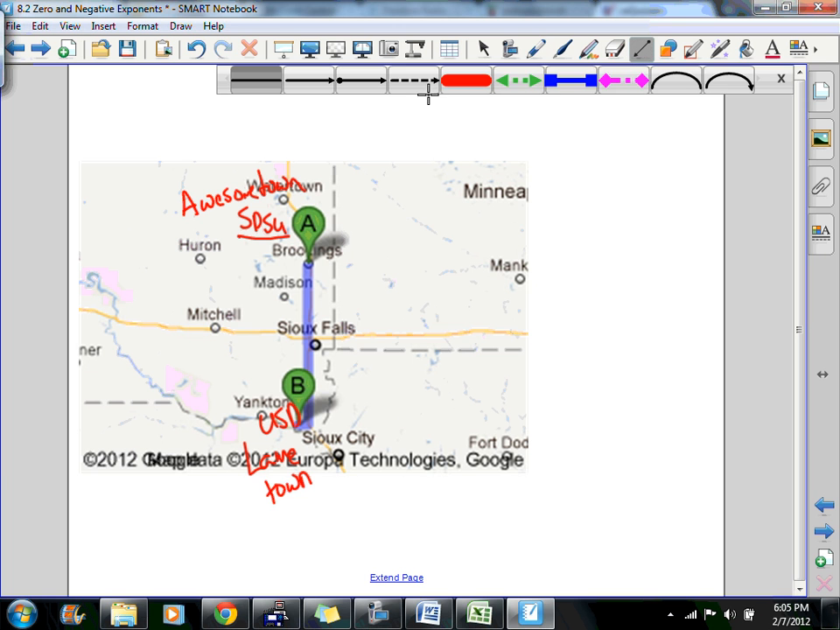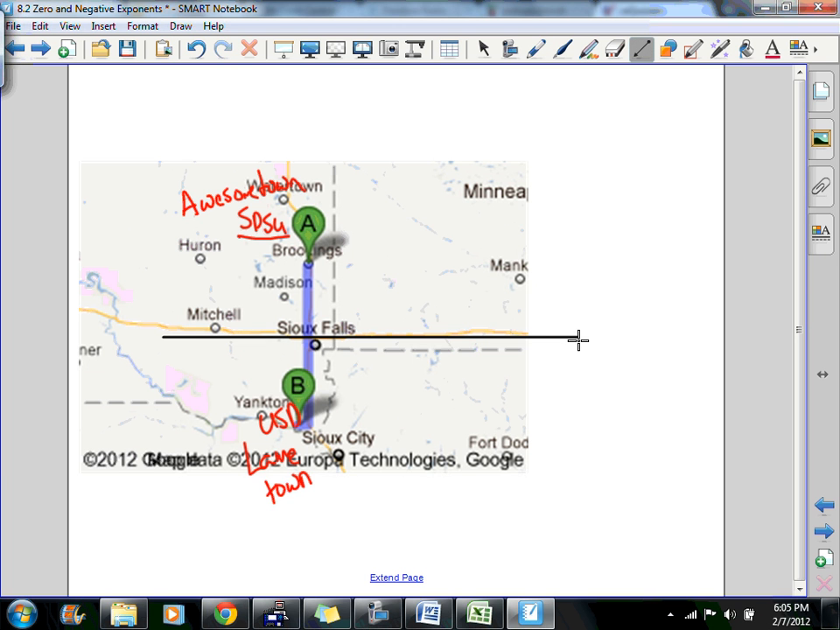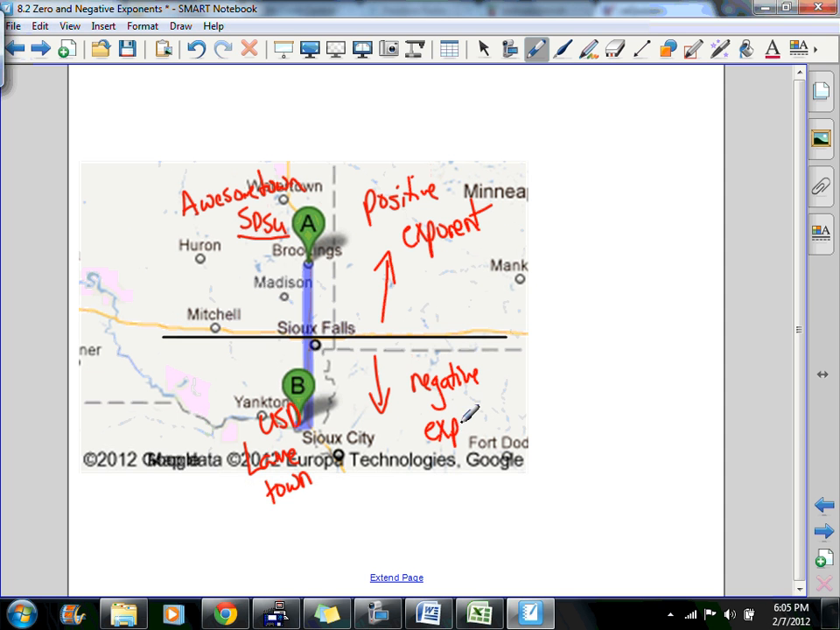So, if we use Sioux Falls as a dividing line, kind of like a division symbol, anything above here is going to be positive exponents, because we have a positive feeling. We're in Awesome Town. Awesome Town is positive, so we're in positive exponent territory. Now, if you go down to Vermilion, we have a negative atmosphere because it's kind of lame. So we have negative exponents down here. So there you go. That's my trick to help you remember. Positive exponents go up, negative exponents go down.